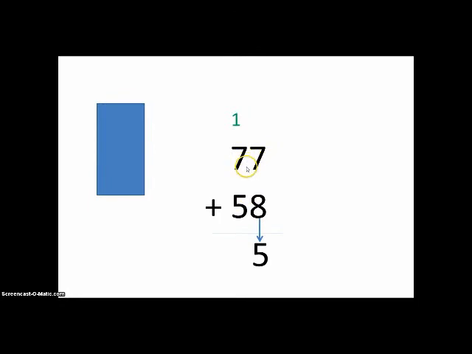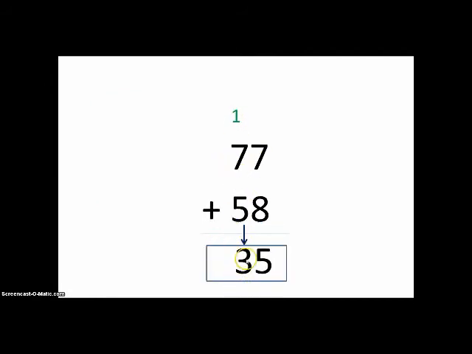So our last problem we're going to look at is 77 plus 58. So 7 plus 8 is 15. We're going to put our 5 down here and our 1 up here. And then we go 7 plus 5 plus 1 for our tens. It gives you 13. So I should have a 1, 3, and a 5 there.